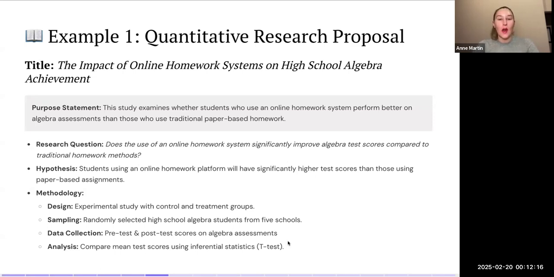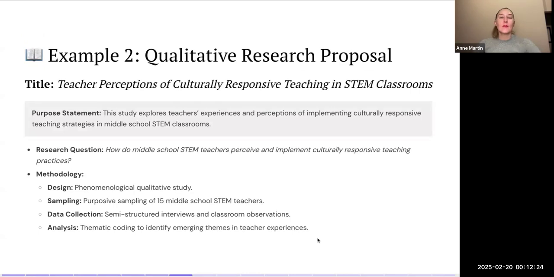So here you can see the methodology and the sampling procedures that we talked about as well, and how they will use statistical analysis. Now, compared to a qualitative research proposal, the title could be Teacher Perceptions of Culturally Responsive Teaching in a STEM Classroom. And the purpose is to explore teachers' experiences and perceptions of implementing culturally responsive teaching in a middle school STEM classroom. So you can see their question is focused on how those teachers perceived and implemented the practices. And in the design, they are using a qualitative sampling technique and also interviews.